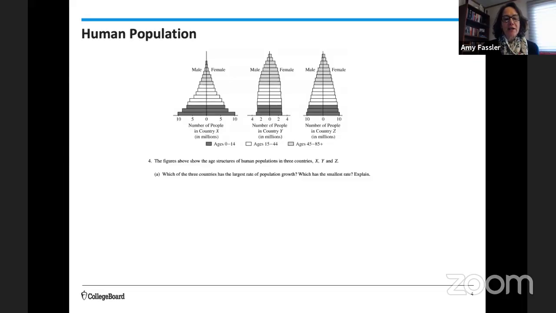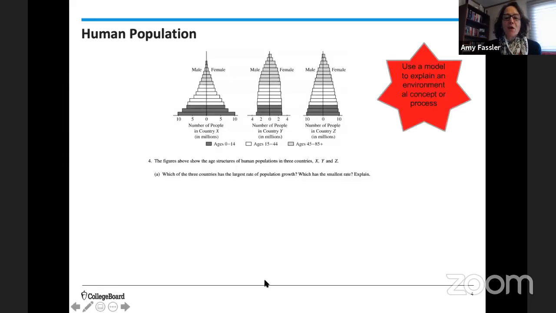And the first thing you had to do is to identify which country had the largest and the smallest growth rate and explain why. So this is a really good example of that common skill that occurs in both of the two FRQ that you're going to write. You're going to use a model to explain an environmental concept and process. So let's dig into this.